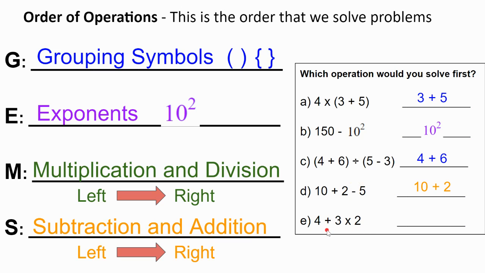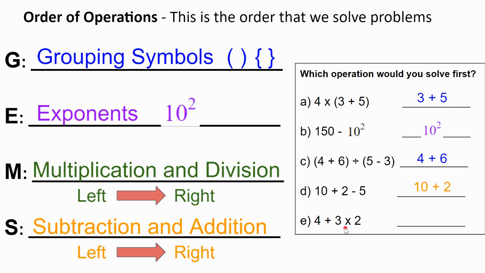Finally, with problem E, we're going to see if there are any grouping symbols in problem E. We can see there are no grouping symbols. Let's go to E for exponents. We'll check problem E to see if there's any exponents, and there are no exponents. Let's go to M for multiplication and division. In problem E, we can see there is multiplication in this problem.